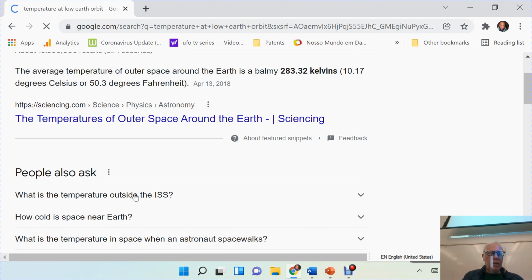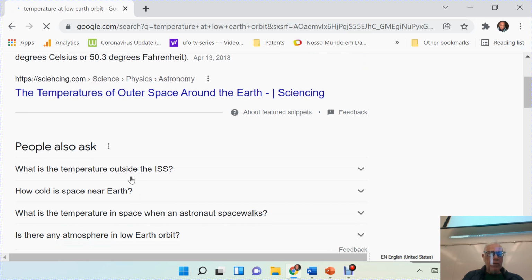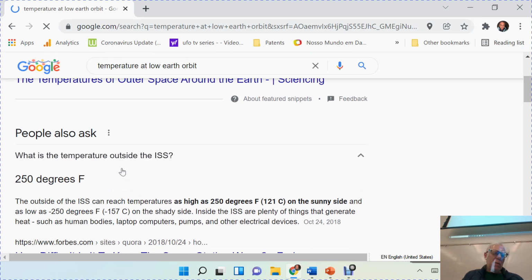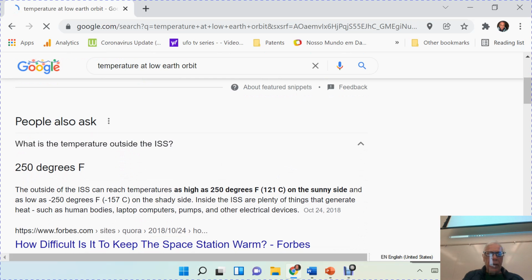It depends whether it's in the sunshine or in the shade. 250 degrees Fahrenheit, which is close to 120 C. Minus 250 Fahrenheit is minus 150 C in the shade.